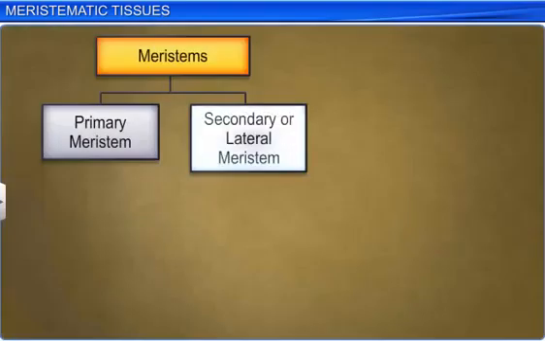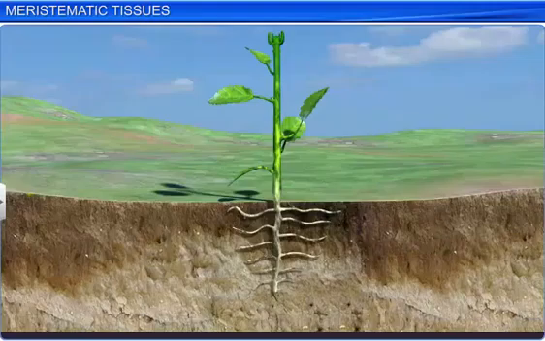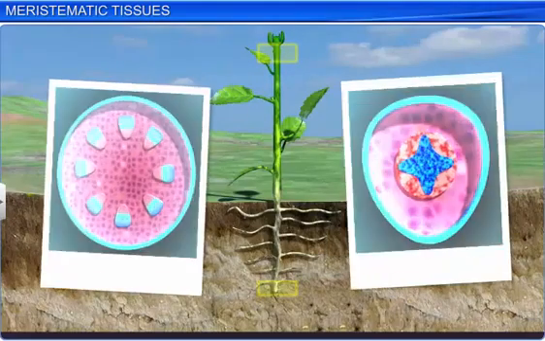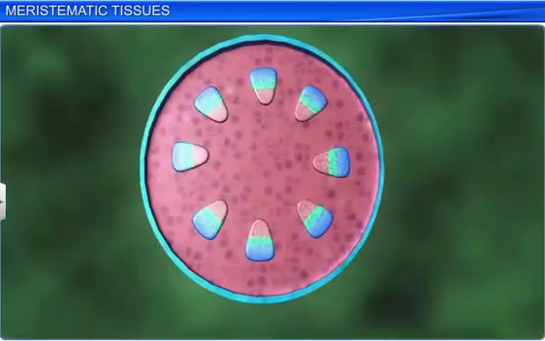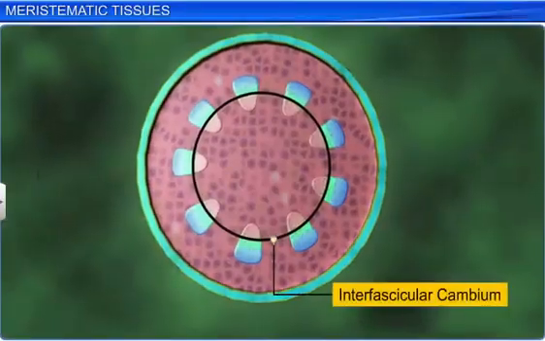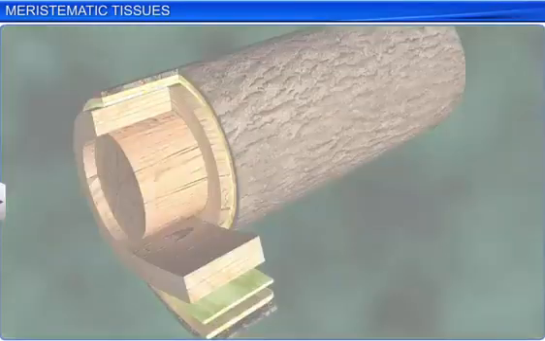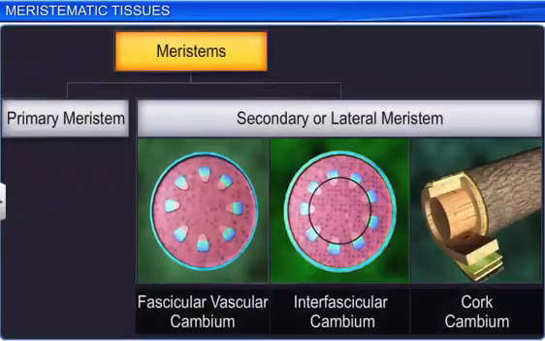Meristem that appears later in a plant's life is called secondary or lateral meristem. It occurs in the mature regions of the roots and shoots of many plants. Secondary meristem is responsible for producing woody axis and secondary tissues. Fascicular vascular cambium, interfascicular cambium, and cork cambium are some examples of secondary meristems.